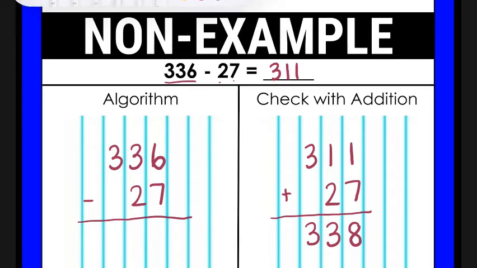And then let's retry this. So now for 6 minus 7, I need to go next door. So I'm going to borrow one of these 10s and regroup it. So now I have 16 ones minus 7 ones. 16 minus 7 is equal to 9.